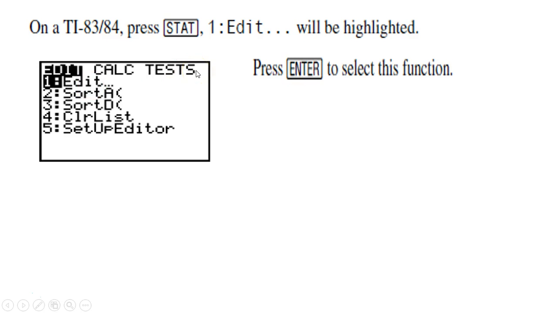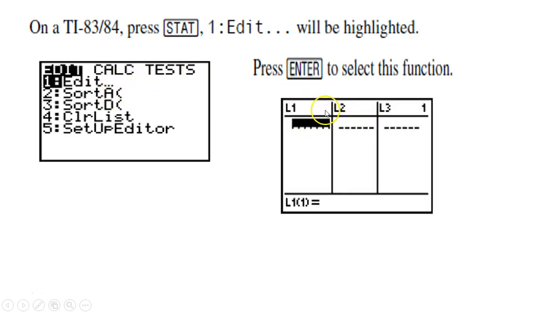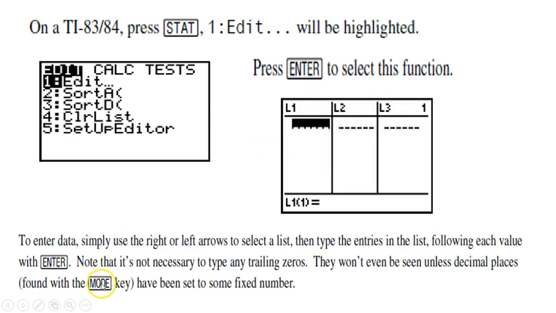Press Enter to select what function you're looking at, and then here's your lists that you can fill your stuff in, right? To enter data, simply use the right or left arrows to select a list that you want. Then type the entries that you want into the list following each value with enter. And note that it's not necessary to type any trailing zeros at all, which means like if it keeps going on, like you have to type in 13.0. They won't even use the spaces, okay?